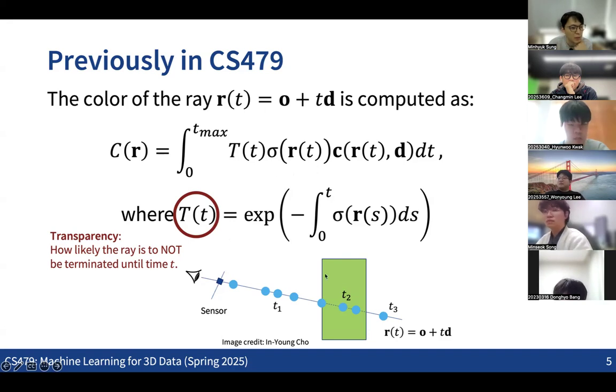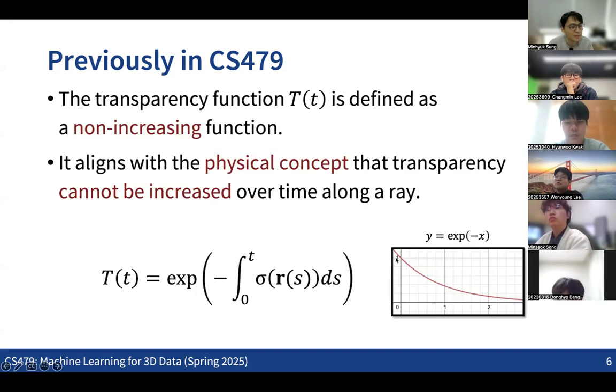But from this formulation, as we also discussed last time, the first thing is that this definition is aligned with a physical concept of transparency. At the very beginning, you can see that the transparency becomes 1. Obviously, there's no reason that the ray would stop at the very beginning, right? So the probability starts from 1, and over time it's decreasing. It's a non-increasing function, right? Over time, the transparency is likely to decrease because there are more chances to be occluded by occluders in this space, right?